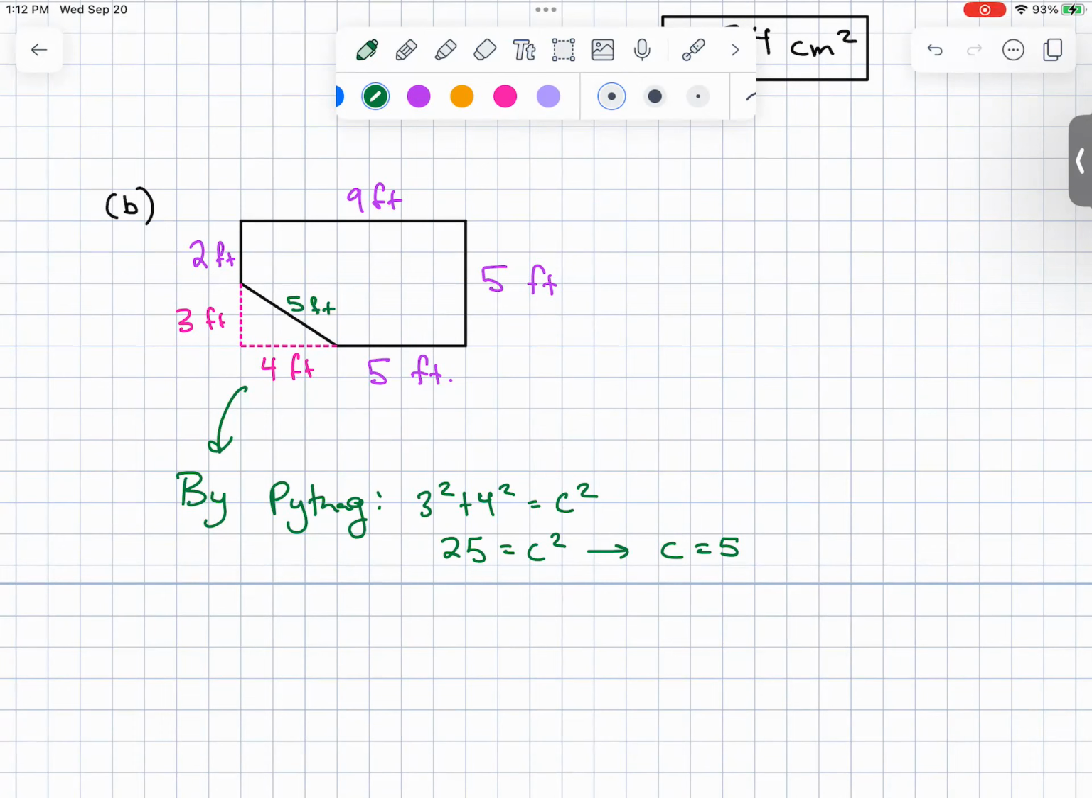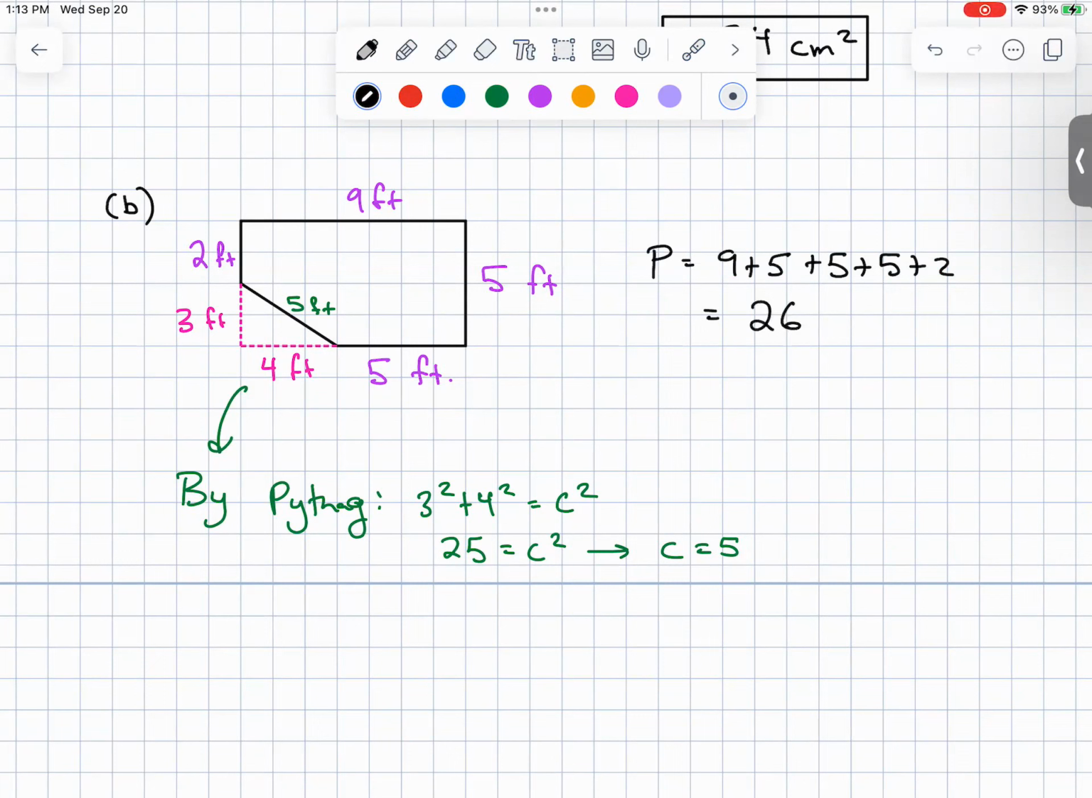So now we have all the side lengths needed to find the perimeter. We'll just add them all up. There's going to be 1, 2, 3, 4, 5 numbers in total. So when we're adding this up, we should have 5 numbers. Perimeter is going to be 9 plus 5 plus 5 plus 5 plus 2. That's 5 numbers, right? Yes. So that should equal 26 feet. And please feel free to use your calculator.